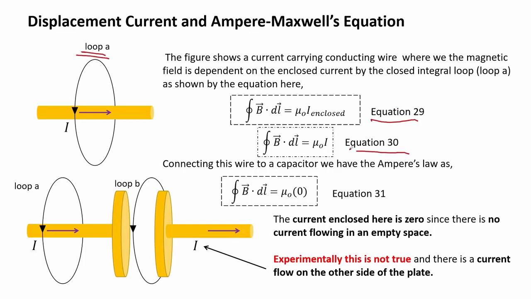Connecting this wire to a capacitor, we have Ampere's law as equation 31. The current enclosed here is 0 since there is no current flowing in an empty space. Experimentally this is not true, and there is a current flow on the other side of the plate.